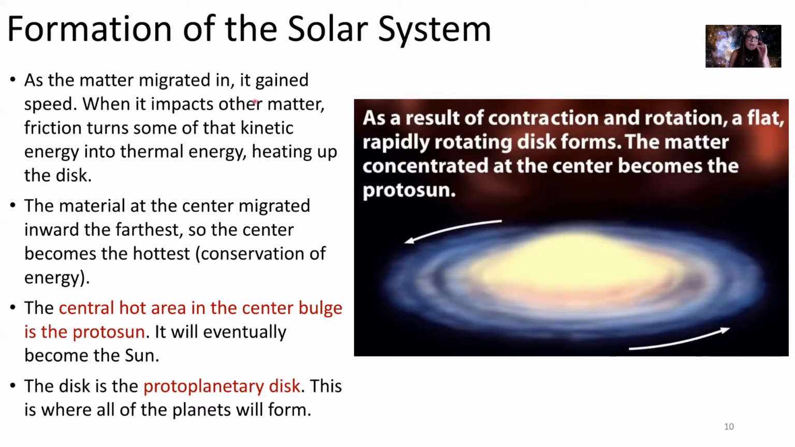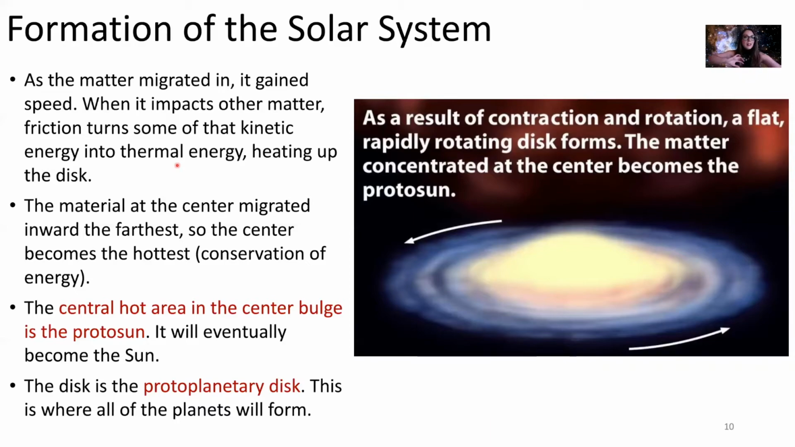And the matter, as our cloud was collapsing, started to migrate in toward the center of the cloud, towards the center of this disk. And as it did that, it gained speed. And when it bumps into other matter, the friction turns some of that kinetic energy, which is energy from motion, into thermal energy, energy from heat. And it starts to heat up the disk of our solar system.